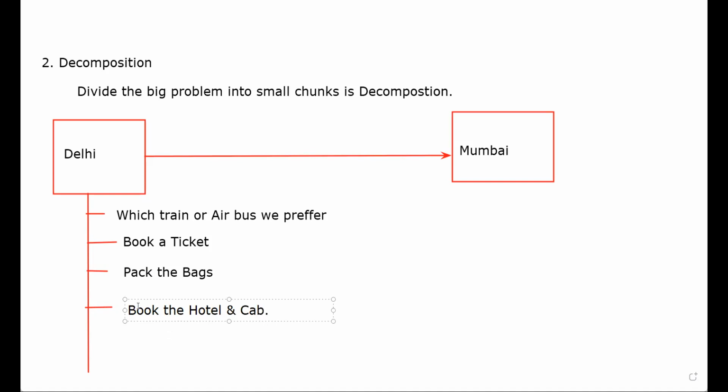ओके, तो ये सारे टास्क हो गए आपके दिल्ली से मुंबई जाने के. तो मैंने देखिए एक प्रॉब्लम थी दिल्ली से मुंबई जाना, उसको किसने मल्टीपल टास्क में तोड़ दिया. यानी कि जैसे मेरी टिकट बुक हो जाएगी मैं इसको टिक कर दूंगा. सिमिलरली जैसे मेरे बैग पैक्स हो जाएंगे मैं इसको टिक कर दूंगा, और जैसे मेरे होटल और कैब बुक हो जाएगी मैं उसको भी टिक कर दूंगा.